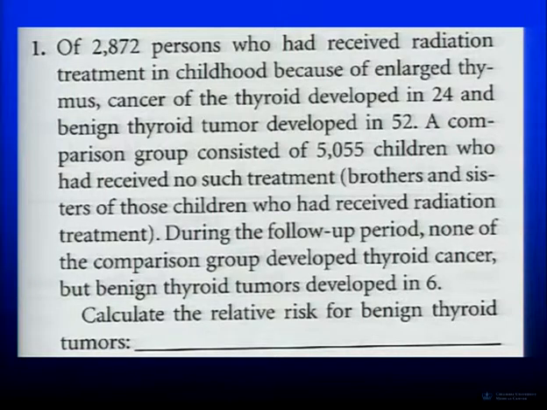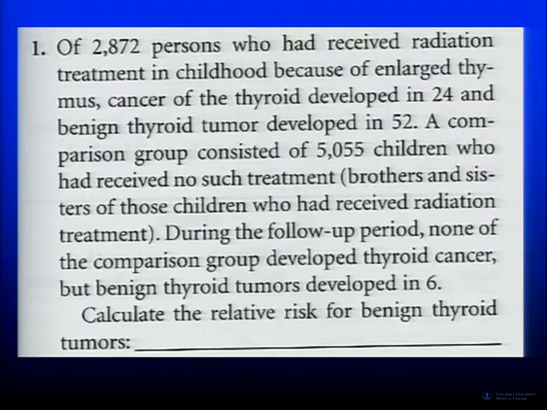So now we want to get the relative risk for benign tumors. So what is the first number we need? How many new cases of benign tumors did we have in the people with radiation? 52. And what was the denominator? Right, out of 2872. Okay, so that is going to be 0.0181.